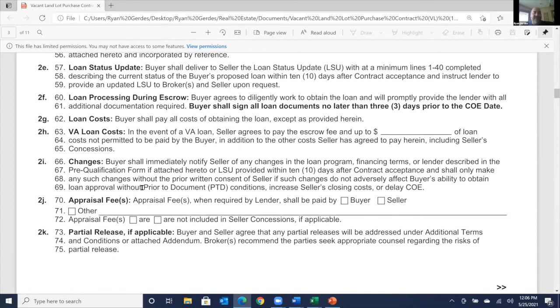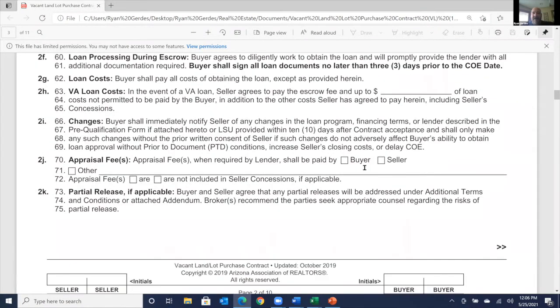This can sometimes be a bit of a gray area, but the moral of the story is if you do want to make any changes, please just let everyone know, and more often than not, it works out. If an appraisal is required, the buyer or seller can pay for it. That'll be checked here on either one of these boxes.